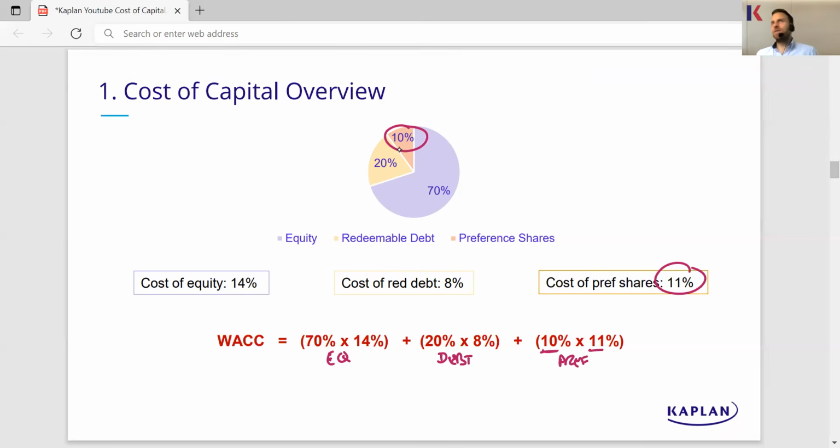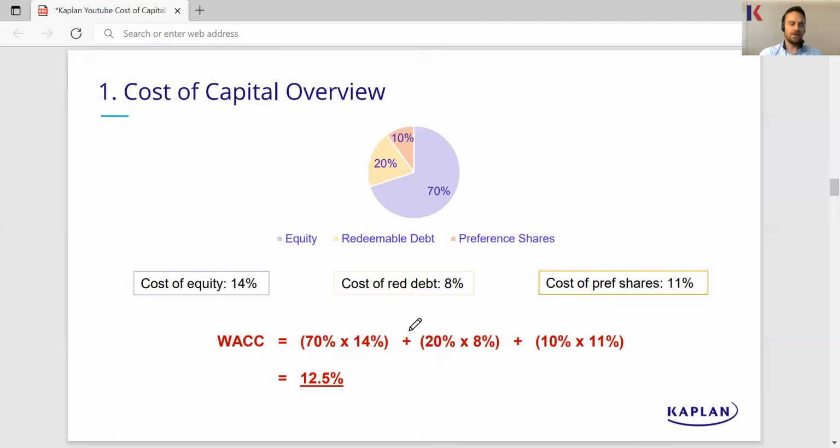And remember I said I'd expect it to be somewhere between 8 and 14, but slightly more towards that 14% because it's got the heaviest weighting. That 70% there is the heaviest weighting, isn't it? And if we put it all into your calculator or the software, whatever you're using, you should get 12.5% is what the WACC is. So that is the company's average cost of holding all this money in the business. It costs them on average 12.5% a year.